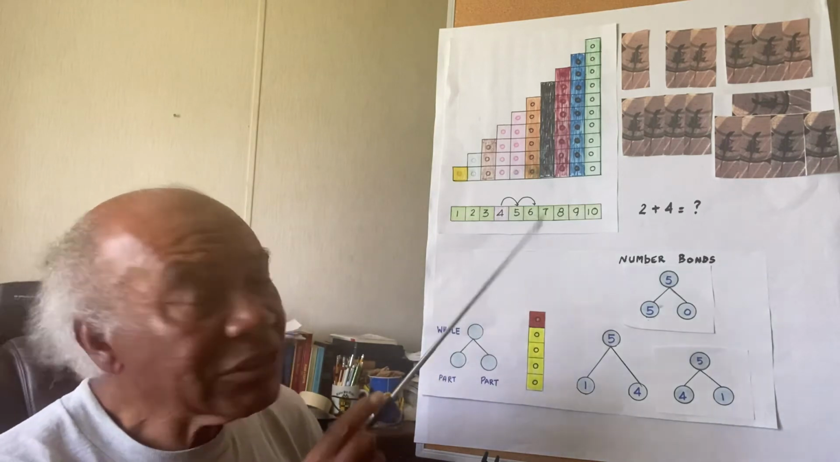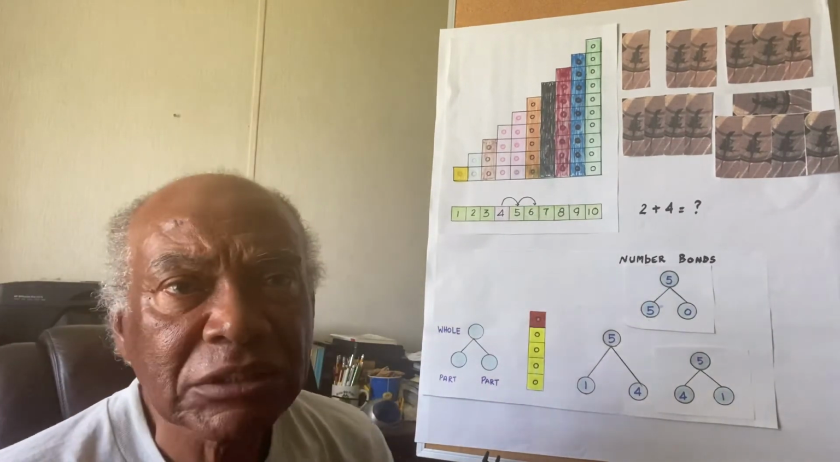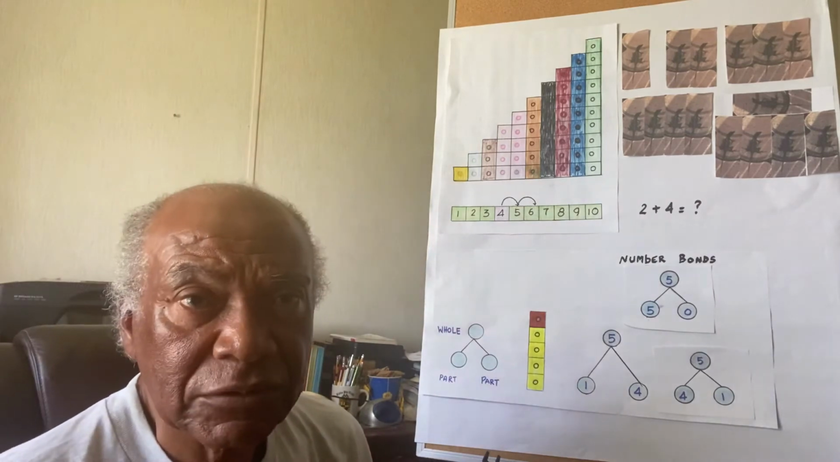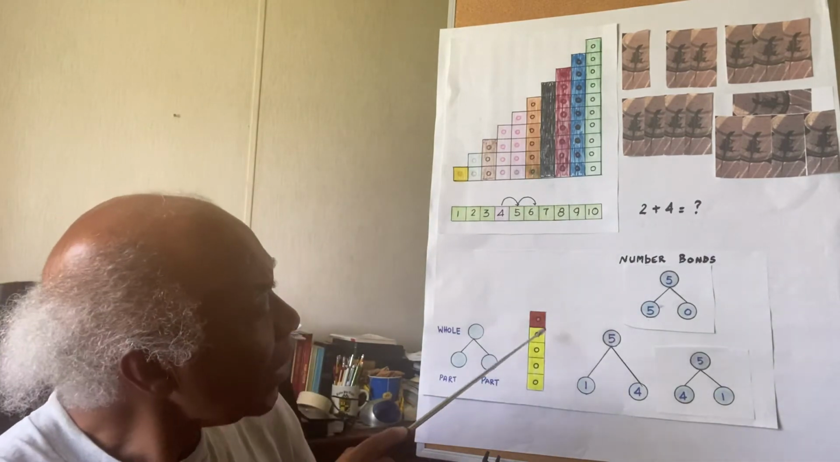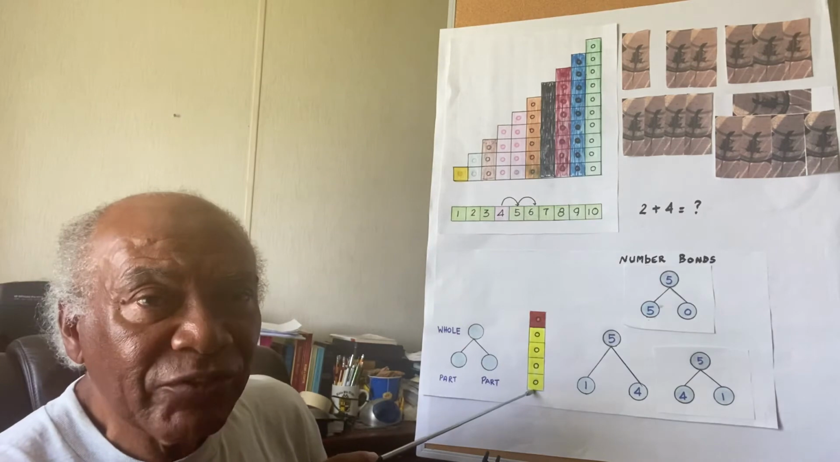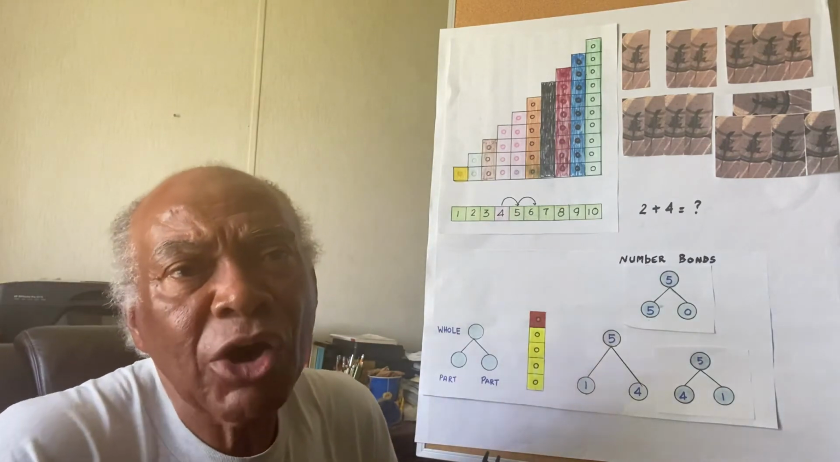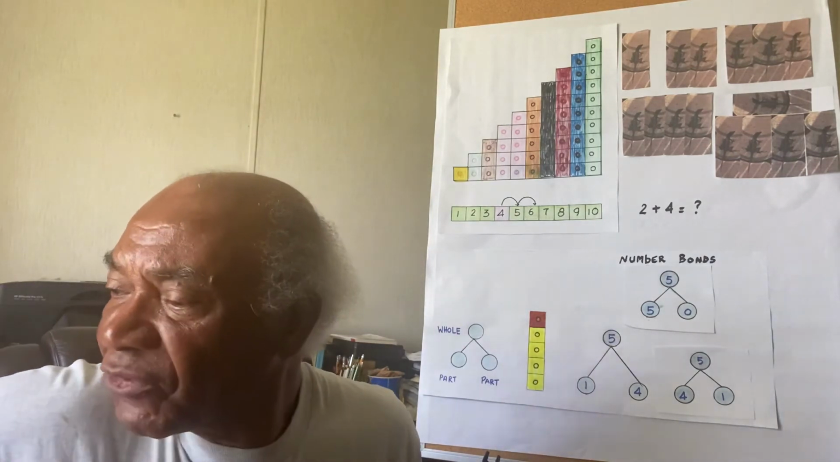Now, let's look at number bonds. This is really the number bond, okay? We have our tower. We're going to build a tower of 5.